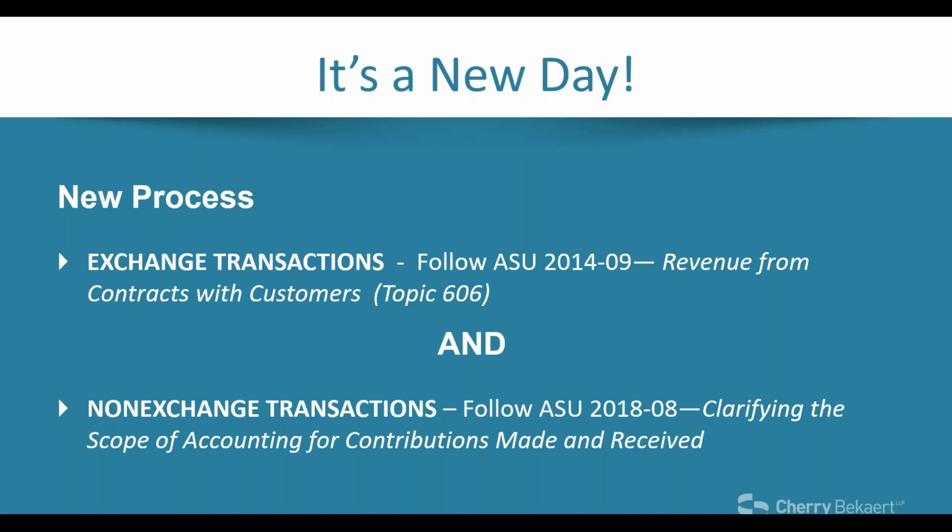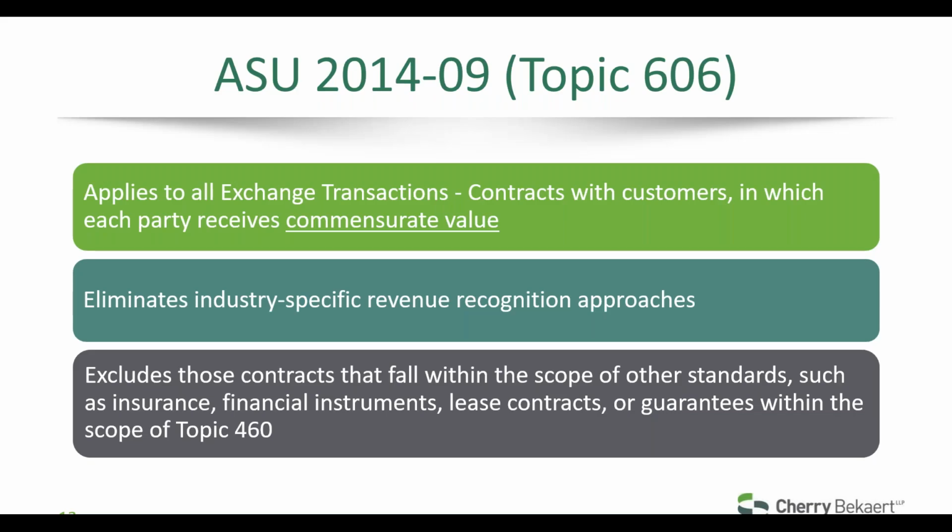They deal with when revenue is recognized, what disclosures are required, and what changes need to be made in the various financial statements. So let's take a minute just to walk through at a high level Topic 606 on revenue recognition. Topic 606 applies to all exchange transactions, and this deals with any contract with a customer in which each party receives commensurate value. I want you to pay attention to commensurate value because I will define that in a minute, but that is one of the key changes that is happening.